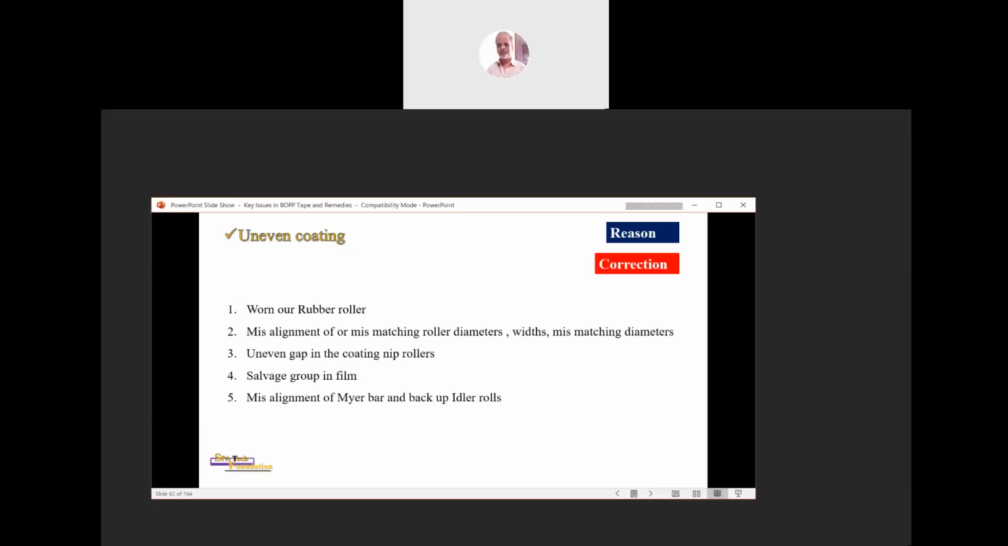Misalignment of manpower and backup roll idlers is another reason for uneven coating. Faulty clutches, typically the simple mechanical clutches, are the main reasons for the unevenness in the coating.